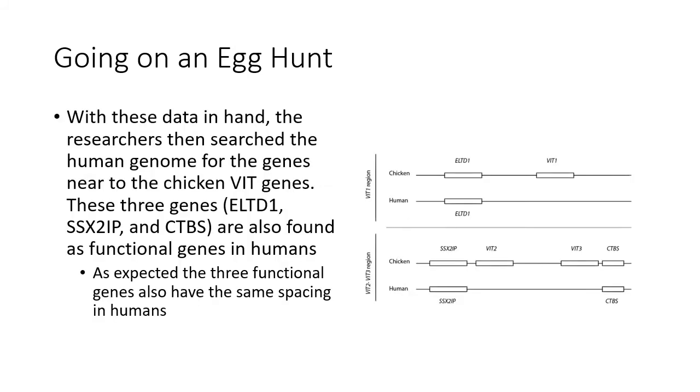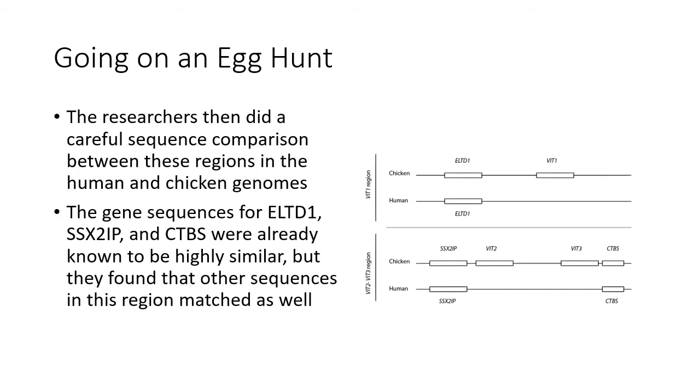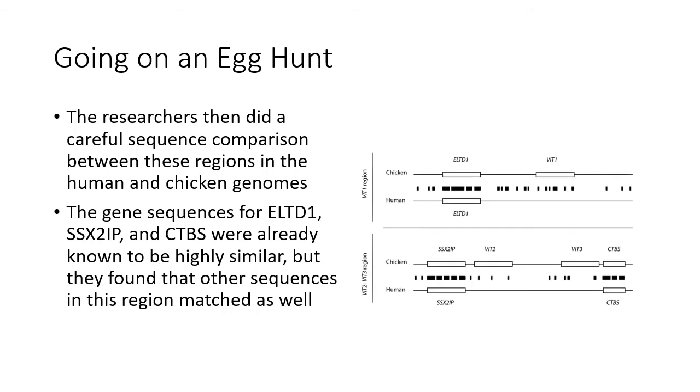So interestingly enough, it turns out that humans have functional versions of these 3 neighboring genes in particular. And the spacing in between them is very similar, even without looking to see whether we actually have remnants of the vitellogenin genes within our genome. And that's an interesting question. And it turns out that within the functional genes, so that would be ELDT1, SSX2IP, and CTBS, that region is fairly conserved. So the black bars represent shared synteny. And you see if you go look in the vitellogenin regions, especially in vitellogenin 1, there are aligned sequences for vitellogenin 2 and vitellogenin 3.